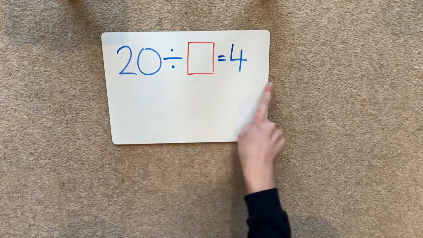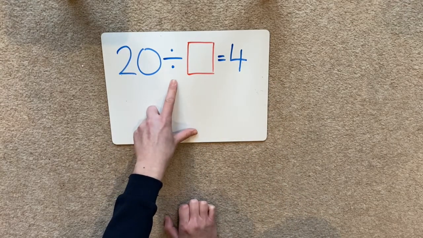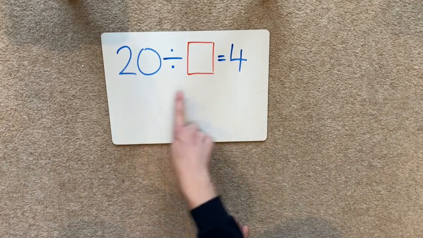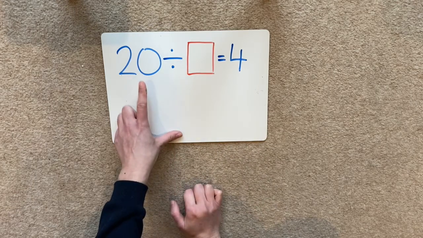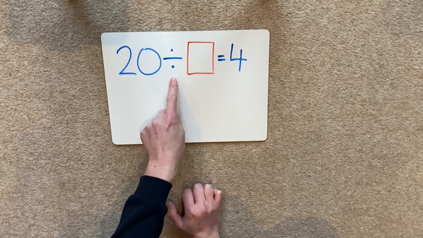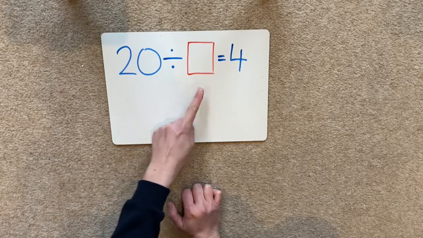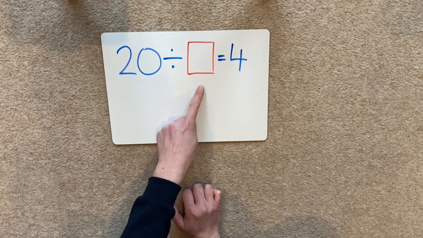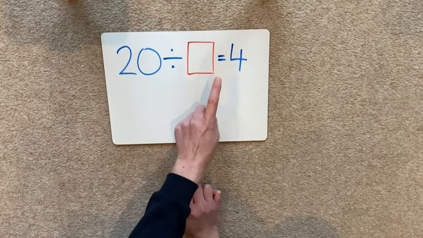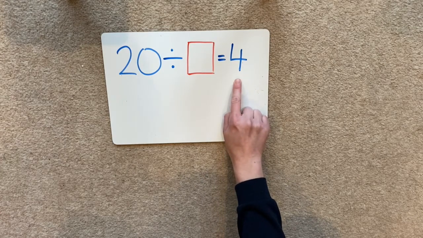So let's read this number sentence. 20 divided by something equals 4. So this question is saying there's 20 altogether, and those 20 things are being shared between, we don't know how many people are sharing. That's what we're trying to figure out. How many people are sharing those 20 objects? But we do know that each person has 4.